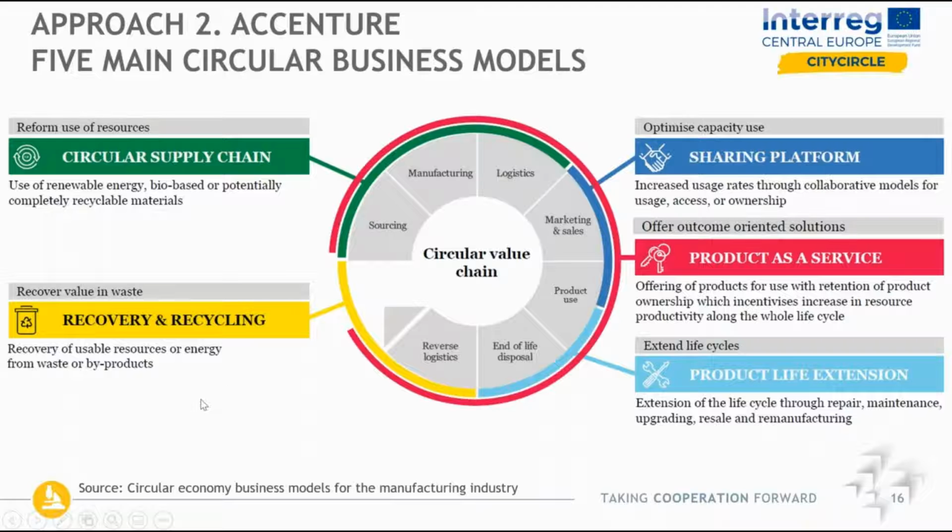To make the approach practical, Accenture has defined 5 main circular business models, which you can see on this illustration. So you will recognize some of the approach from the Ellen MacArthur Foundation. So you have the recovery and recycling approach, resources or energy. You have the product life extension. You have the product as a service, which becomes more and more popular. So instead of delivering the product, you deliver a service. You have the sharing platforms, which increase the use rates through sharing different models.